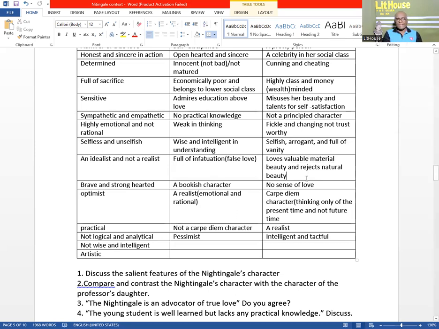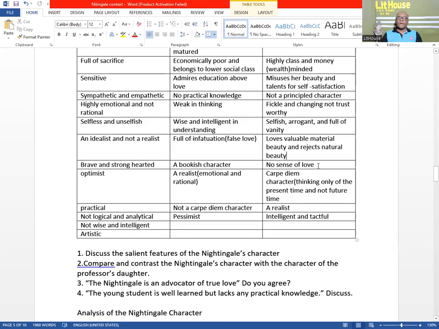No problem. That's your character. No sense of love. Now, this is true. She does not know what love means. For her, love means money, social class, beautiful dresses, handsome boys, rich and handsome boys. That's her love.